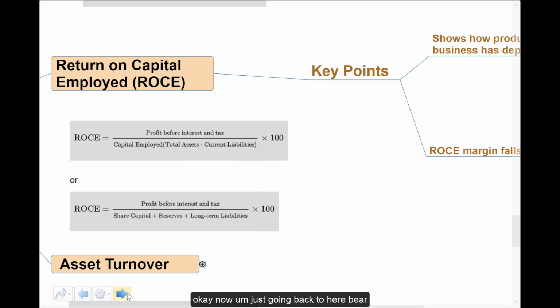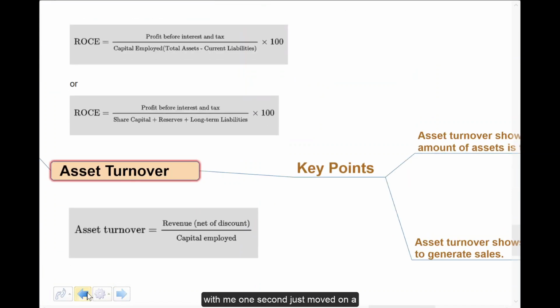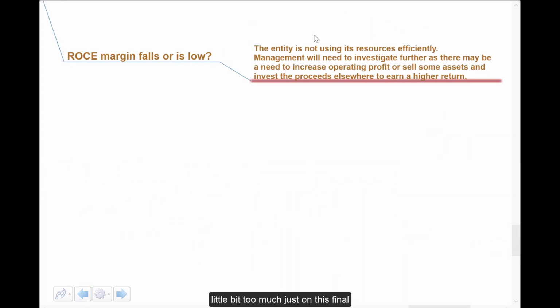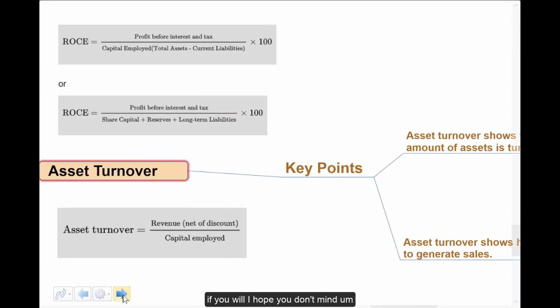Okay. Now, just going back to here, bear with me 1 second, just moved on a little bit too much. Just on this final point, again, the reasoning behind falls and rises, where you see questions in the OT section of the course, dwell on them, slow down a bit, because I would say that they are 50% as likely to come up, possibly more. The examiner wants some higher level knowledge, higher level technical expertise. Just being able to calculate it, for me, isn't good enough in this exam. So that's my warning to you, if you will. I hope you don't mind.